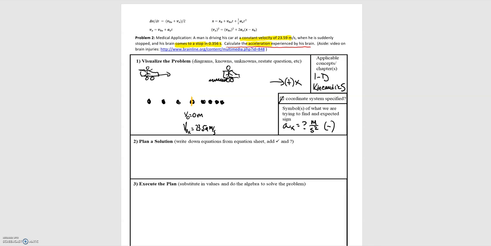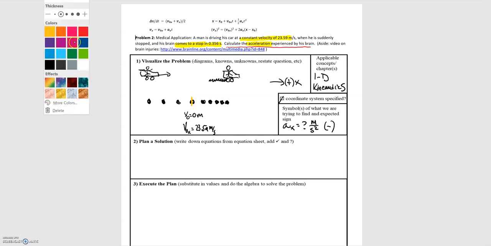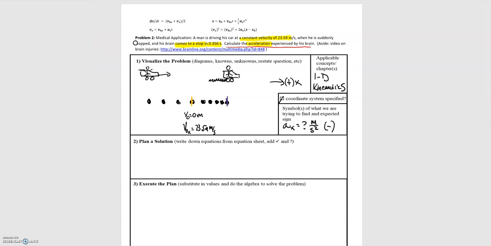And now for the final position, I'm just going to give myself a little more room, just add another dot here. For the final position, we know that the person's brain comes to a stop. So we know that the final velocity is equal to 0 meters per second. Not given any information about the position, so we're not going to include that. The other information that we have is that the brain comes to a stop in 0.356 seconds.